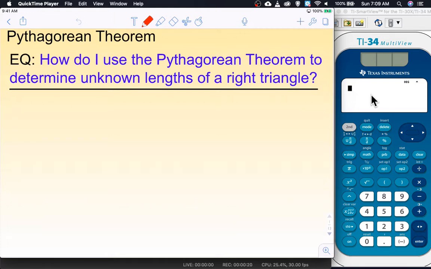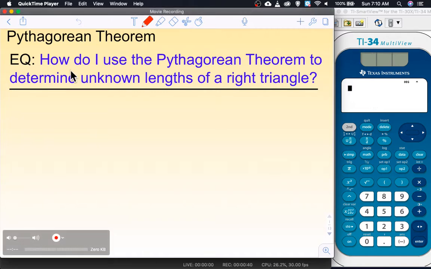This one is just a basic straightforward Pythagorean Theorem problem. The next lesson is going to be applications and word problems, sort of. The next lesson is going to be the converse of the Pythagorean Theorem. And then the 4th lesson is going to be the distance formula. So let's go ahead and get started.